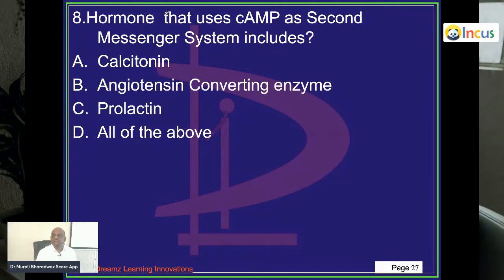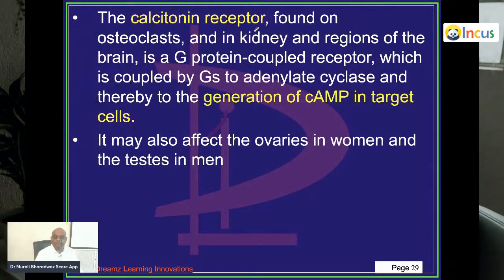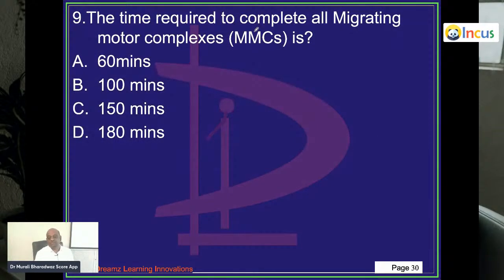Now, doctor, secondary messenger. One MCQ favorite question of the examiner. So you should remember calcitonin typically uses cyclic AMP as a secondary messenger, is what you need to remember. Once more, there is a dirty list in physiology, right?